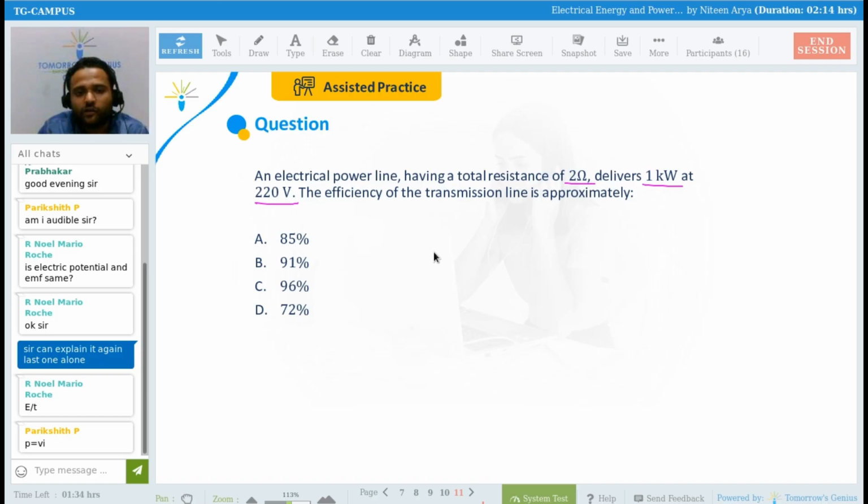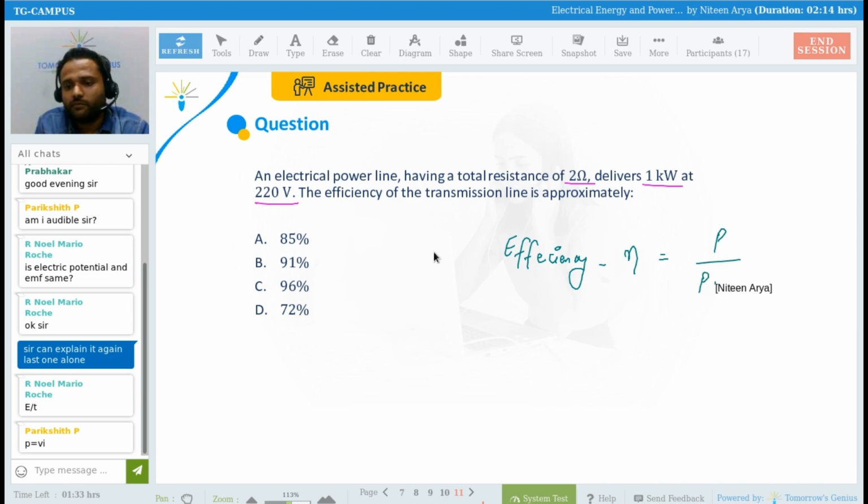What is the meaning of efficiency? Output upon input. Simple. The meaning here is that there is a power loss due to this resistor. So efficiency of the power line is power delivered divided by power delivered plus power loss in the resistor. Efficiency, which is the symbol of this, is output power, meaning power at the end of the transmission line, upon total power, which is power plus power lost in the transmission line. So that you need to tell me.